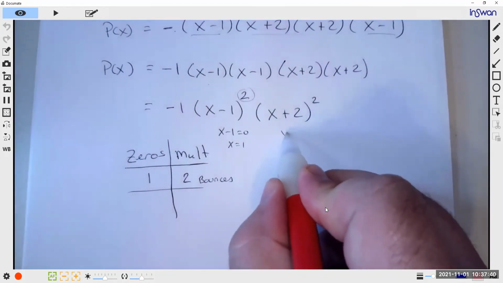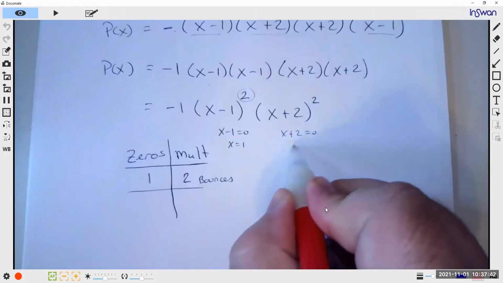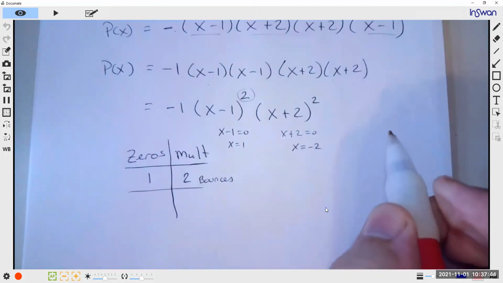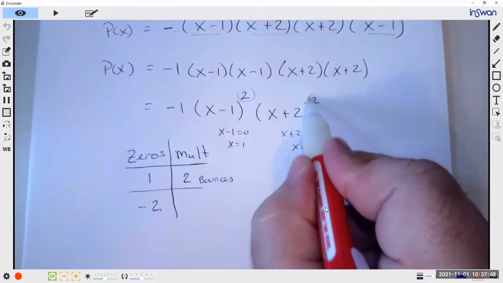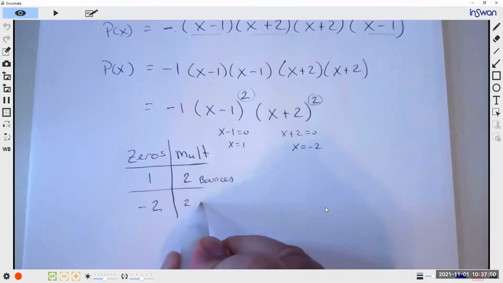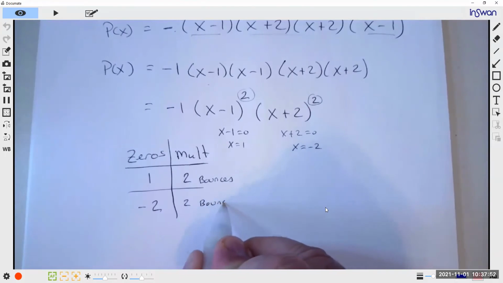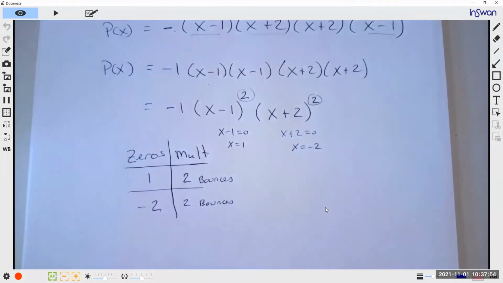The second one, x plus 2 equals 0, we get x equals -2. So the zero is -2. The multiplicity is 2, so it bounces. So we know what happens at the intercepts. They bounce.